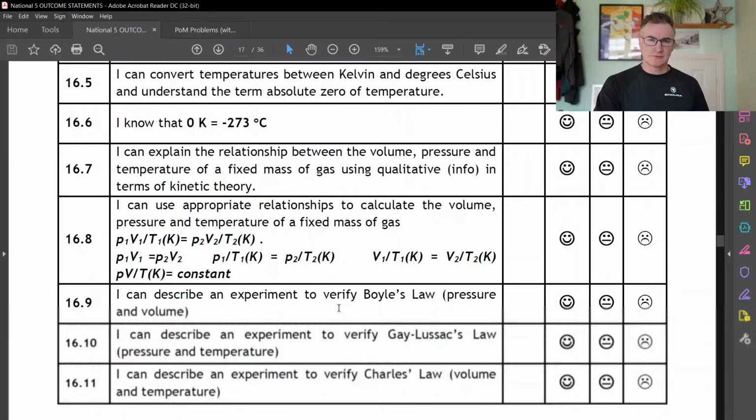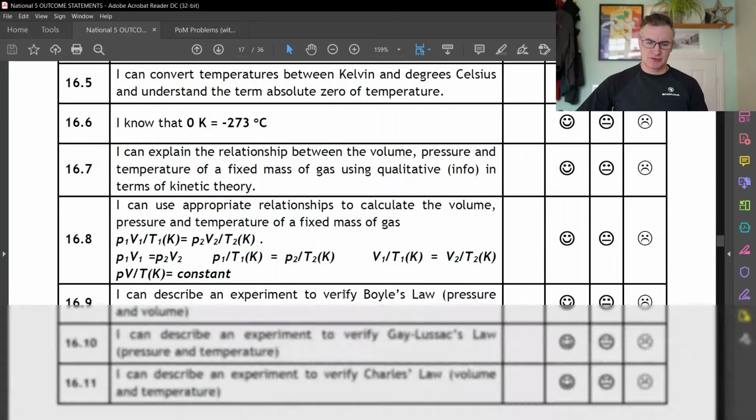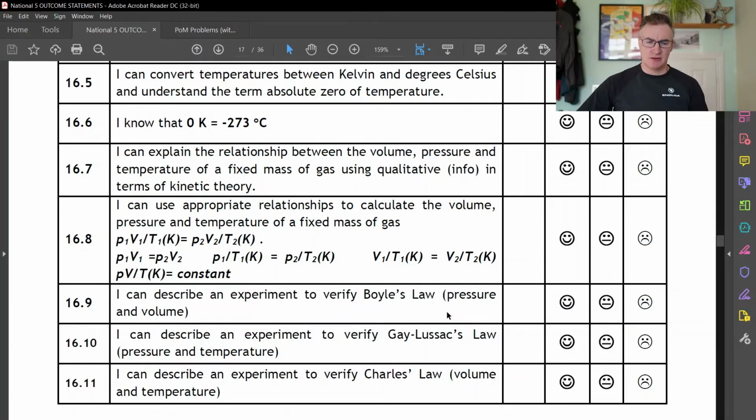Hi again. So in this video we're going to look at what we will call Boyle's law. Boyle's law is the relationship between pressure and volume of a gas. If we go to the learning intentions, then we'll see what we have to know about this. Looking at 16.9, I can describe an experiment to verify Boyle's law, pressure and volume.